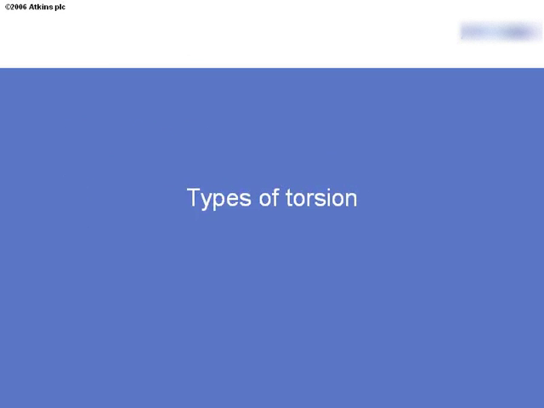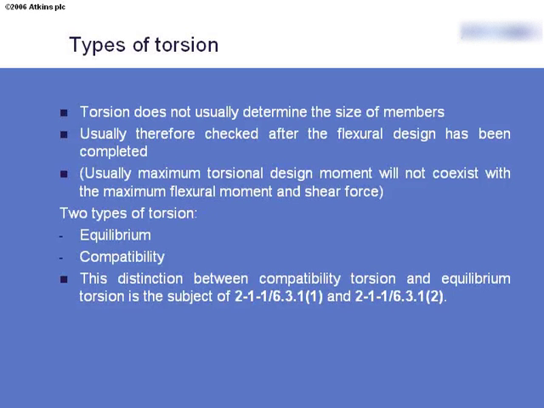So if we just first of all look at types of torsion. I think a bit like we were saying yesterday for shear, in the past torsion hasn't really governed the section dimensions of members, and that's going to be the case again in the Eurocodes. So the normal procedure is basically to design for shear and bending, and then check for torsion in just the same way as we used to do.